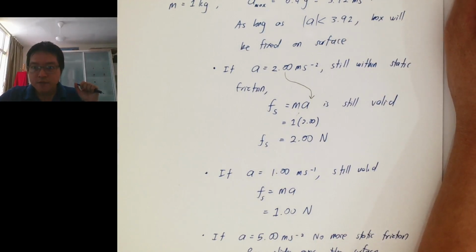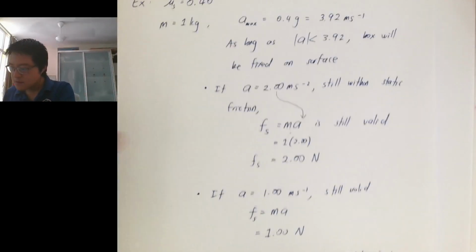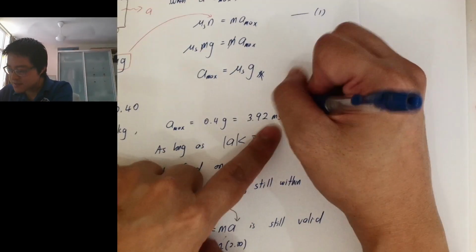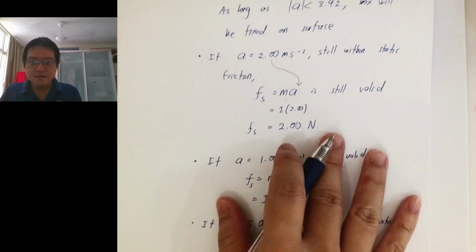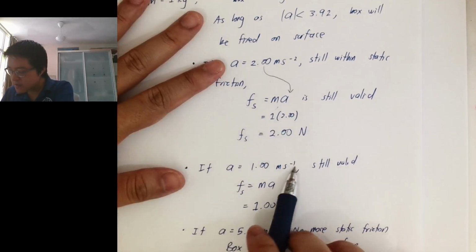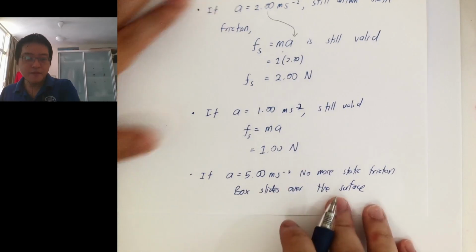Yeah, 3.92. Oh, the power. Did I put it wrong? 3.92. Yes, correct. Then the rest, I put it correctly. Still wrong here. This is correct.